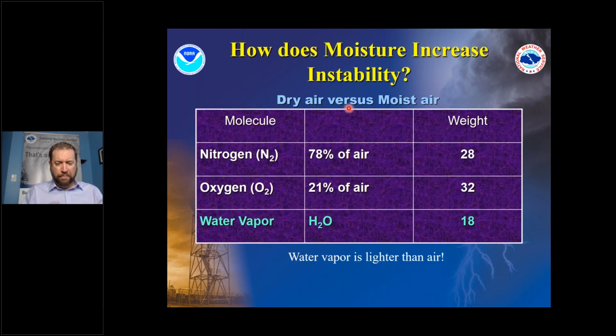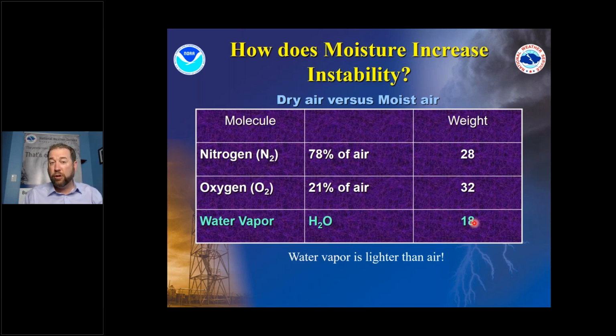And you might say, well, how does moisture increase instability? So this table shows dry air versus moist air. Most of us probably know this. 78% of our air is nitrogen, 21% is oxygen, and then this down here is water vapor. Water vapor, in terms of weight, is lighter than air. So the more water vapor you have, it's actually lighter compared to the surrounding air near it.